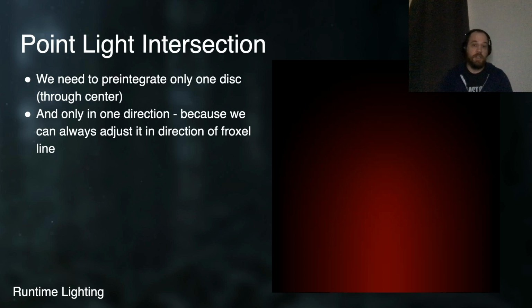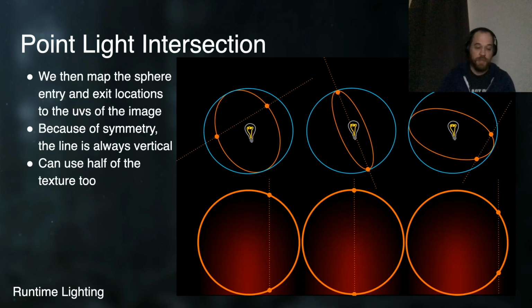So what that means is we can pre-integrate a texture that is that disk in the center, and we can only use one direction for that, because no matter how we intersect, we can always rotate that disk in the direction of that particular intersection ray.